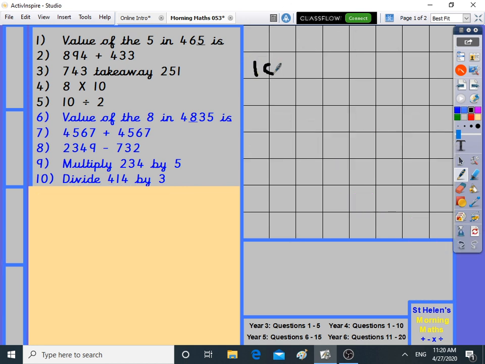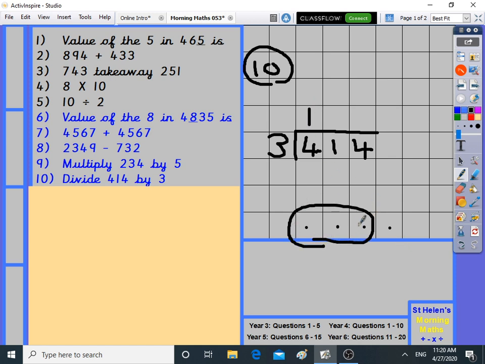Number 10, 413. It says divide 413 by 3. 413 divided by 3. Bus stop for division in year 4. How many 3's fit into 4? Well, here's 4 little dots. 1, 2, 3, 4. How many times can you see 3? Well, I can see 3 there. Once. I can see 3 once. And look, little 1 remaining.